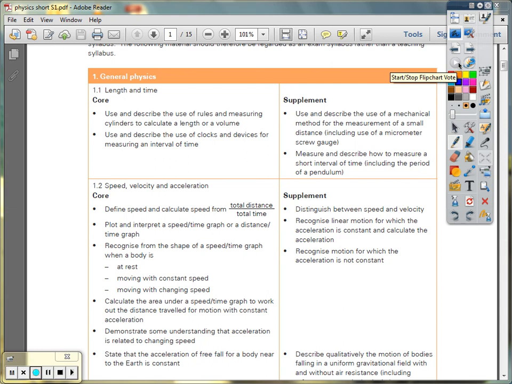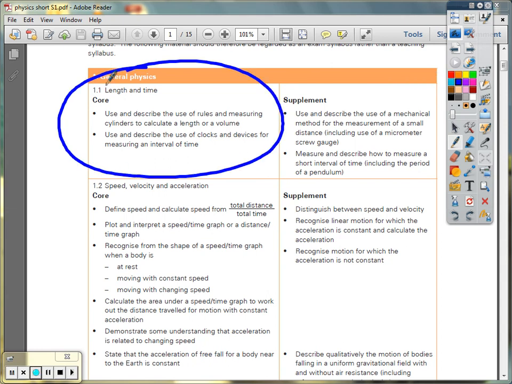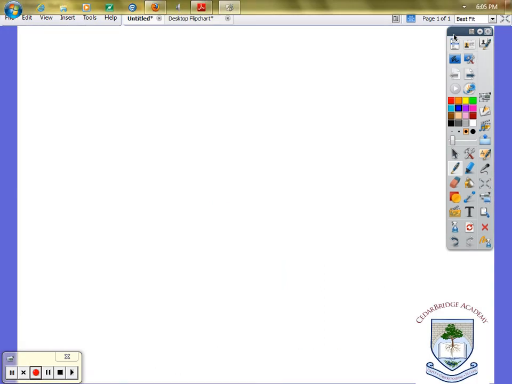Physics 1.1 marker. So this is what we're doing. 1.1 length and time. So I guess I should explain it. In your notebook, you want to write 1.1 length and time, and then you want to write out this quote-unquote objective. And what we're going to do next is teach that, and then you're going to move on and so forth. So yes, we are doing use and describe the use of rules and measuring cylinders to calculate length or volume. So move back to that one.